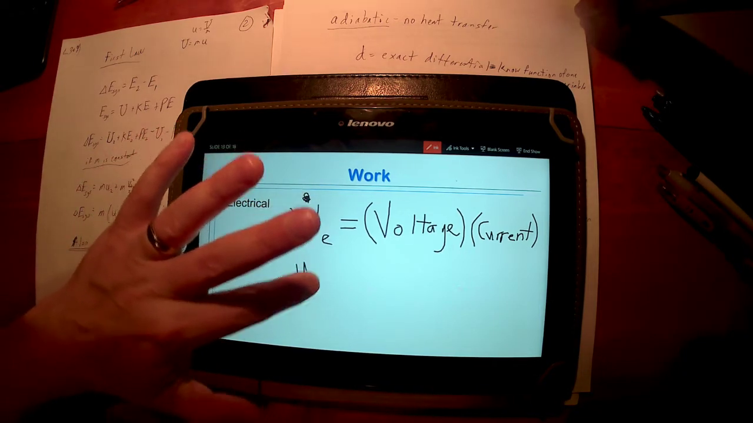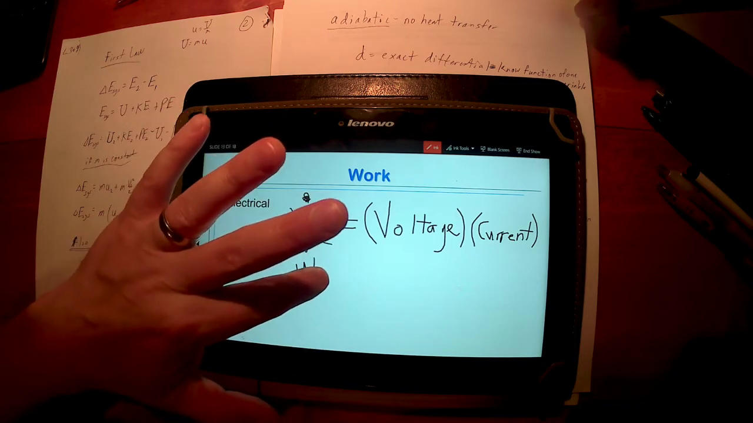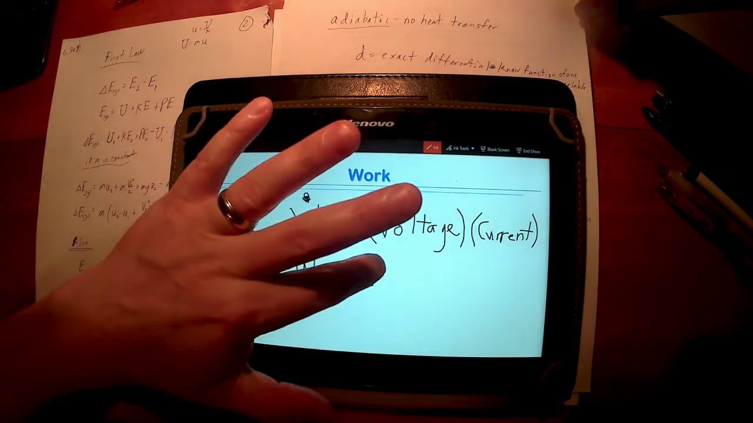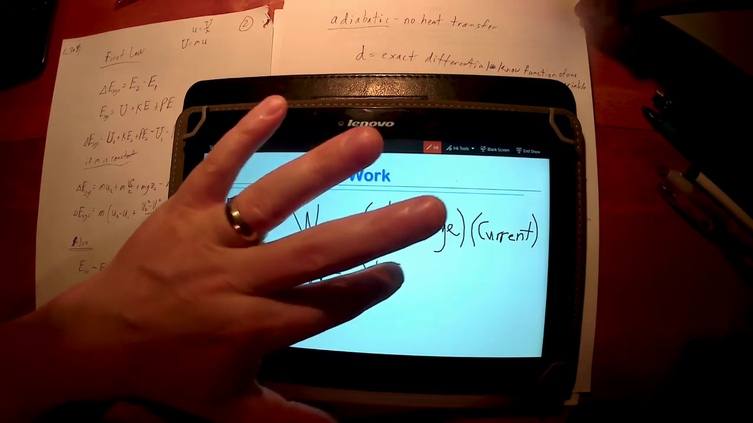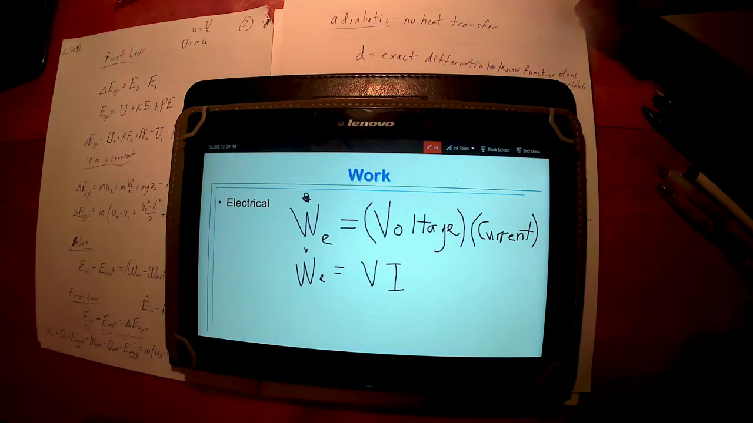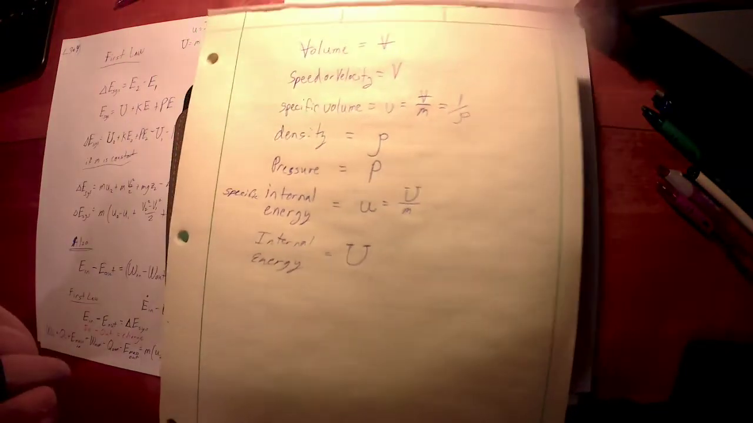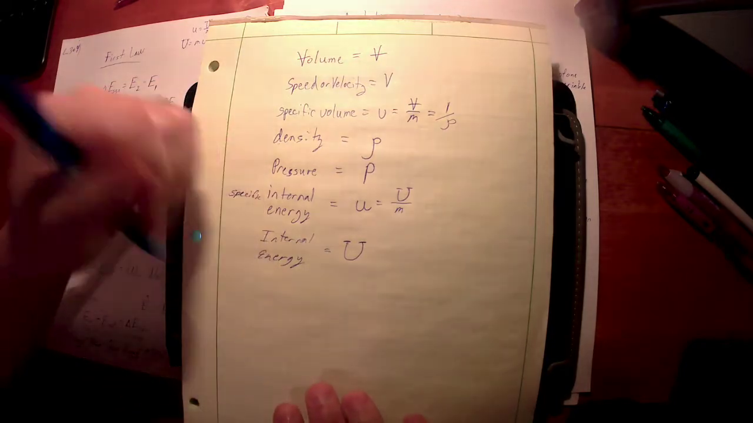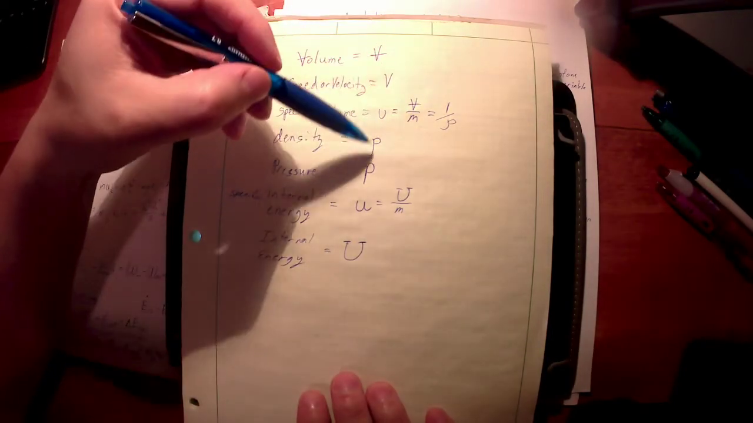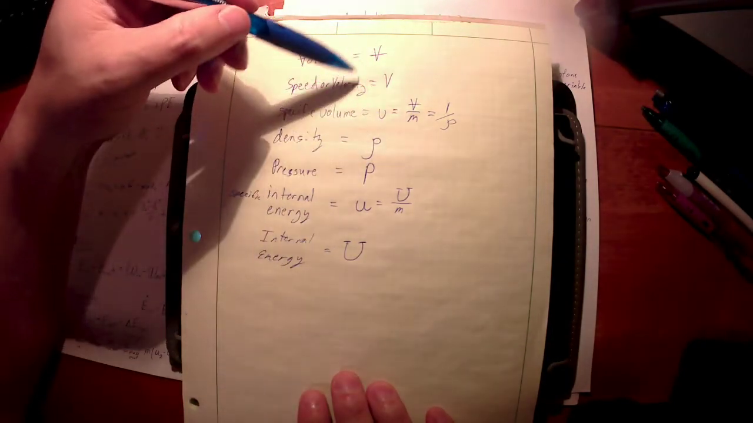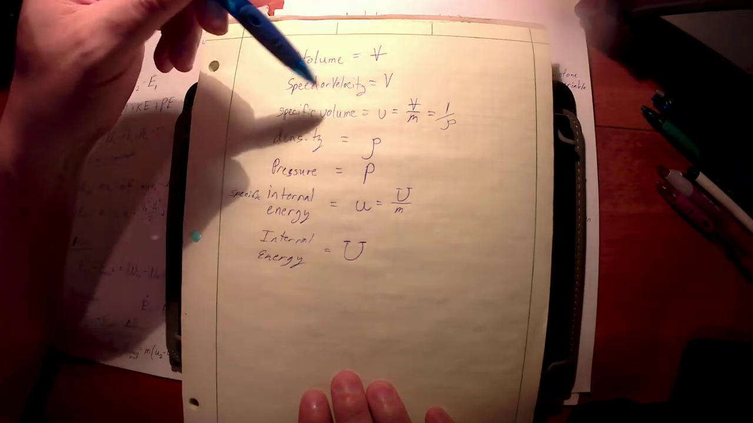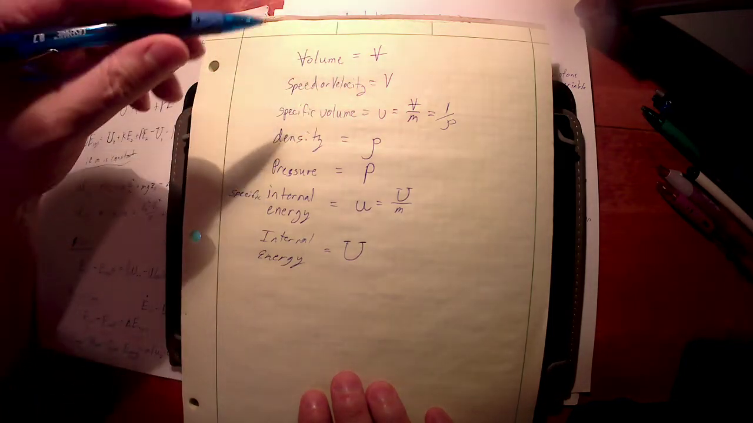Now, normally, what we do is we say that electrical work is equal to, we normally use a V and an I for voltage and current, respectively. Now, we very rarely deal with it, but remember, we've got our cheat sheet back here. And remember, I've got V's already. I've got several different V's already. So this is yet a fourth V that we'll deal with.